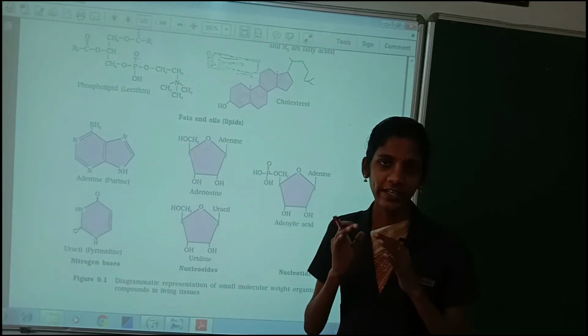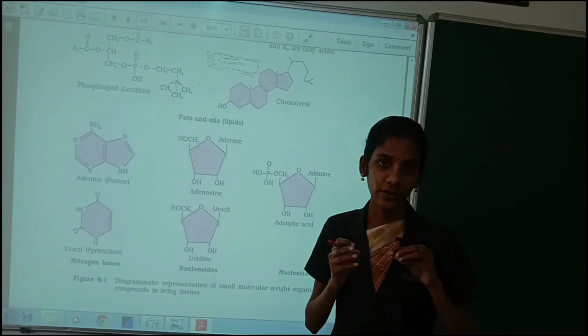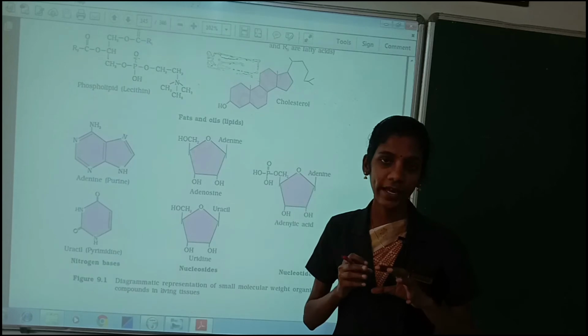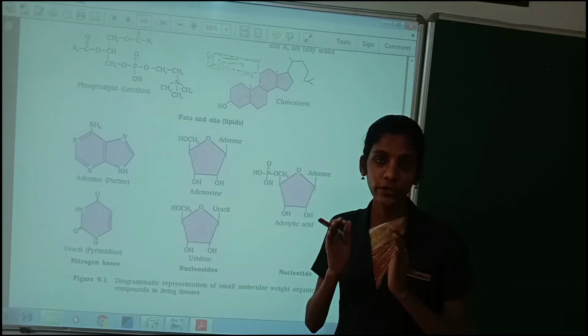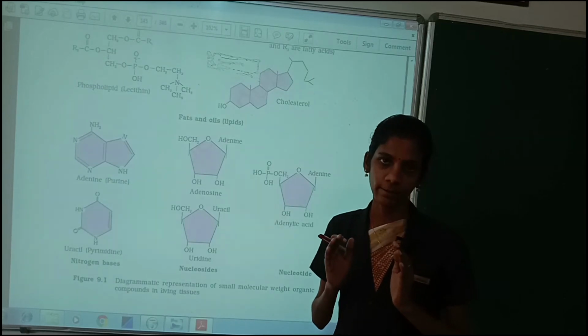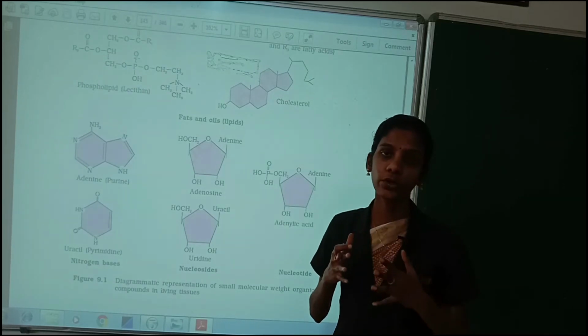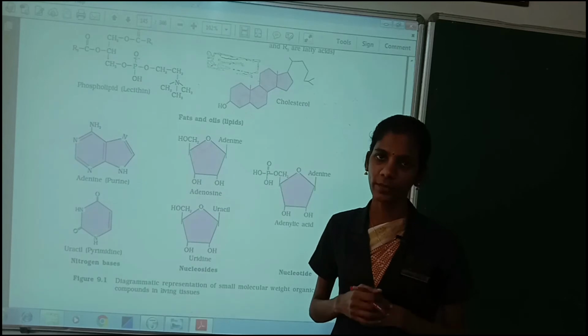Actually our DNA is composed of basic units called nucleotides. That means these nucleotides join together to form a polynucleotide chain, and this polynucleotide chain is our DNA. That means our DNA is a polynucleotide chain which is made from this monomeric unit.